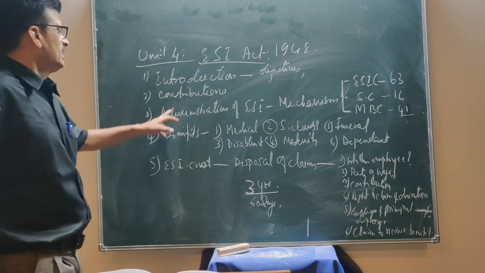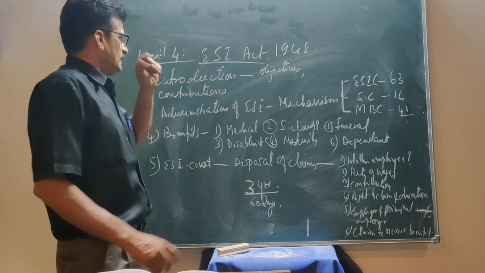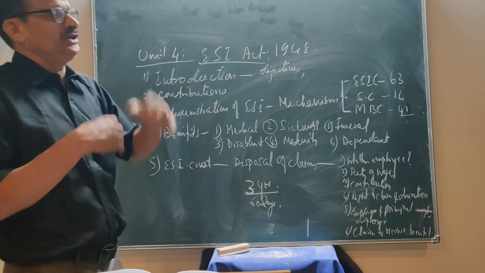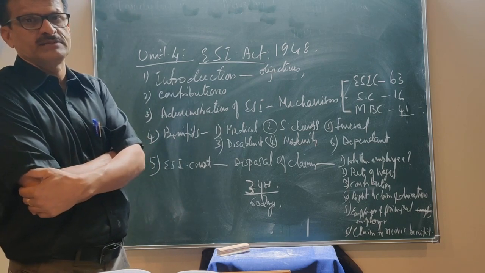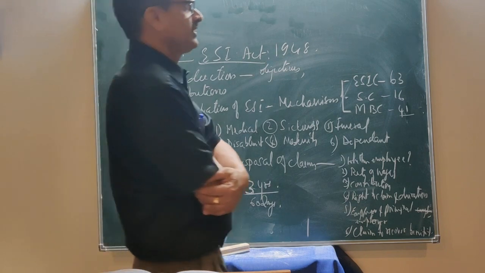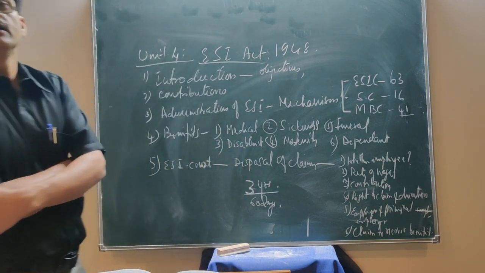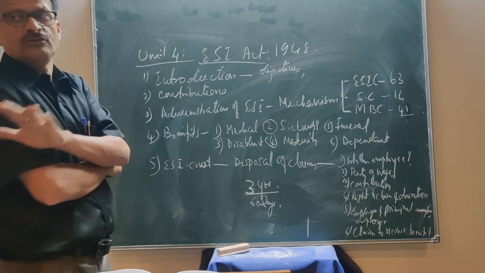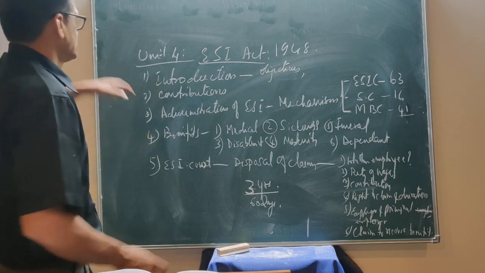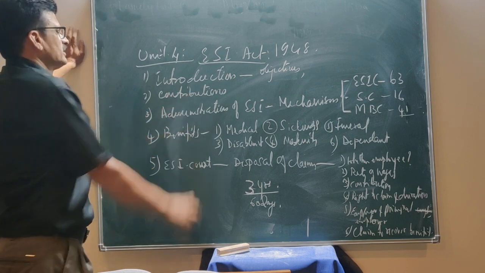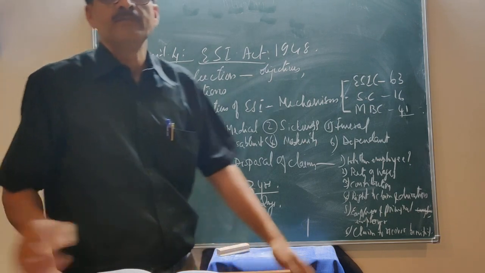Right? Contribution also I mentioned. In respect of each employee, on the basis of his basic plus DA, the employer is to contribute 4.75 and the employee is to contribute 1.75. You have to collect and deposit every month. Then we will go to the administration of ESI.